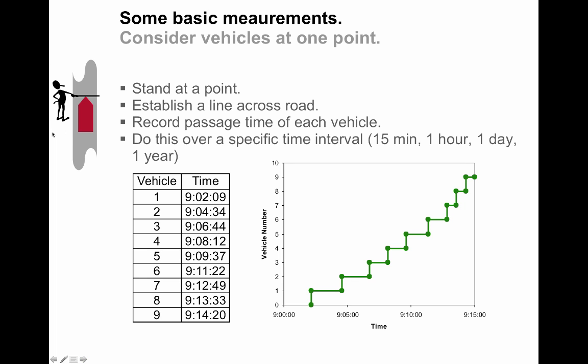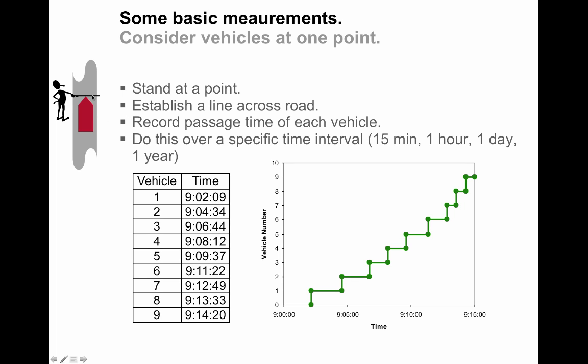Some basic measurements in traffic flow. I want you to visualize yourself standing out in the field at the side of a road. And these vehicles could be trucks, cars. If you're at an airport on the side of a runway, they could be planes. These could be bicycles, motorcycles, even pedestrians. But I'm going to use this little red shape to represent a generic vehicle.